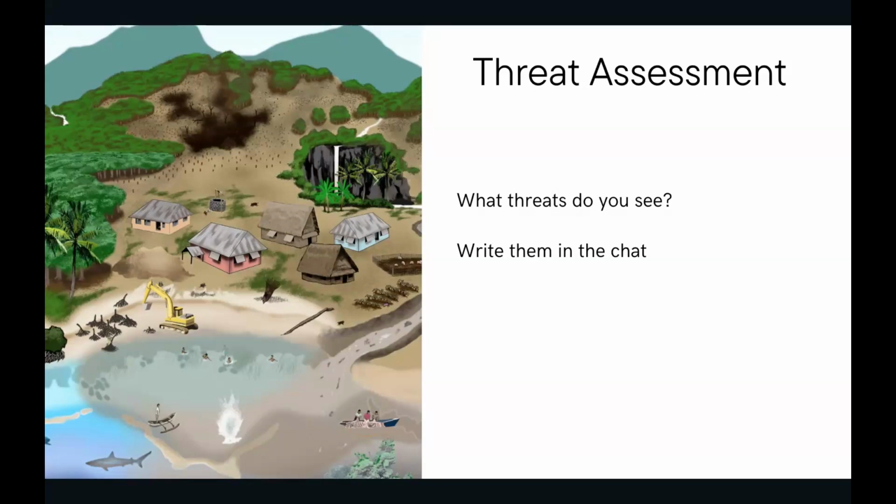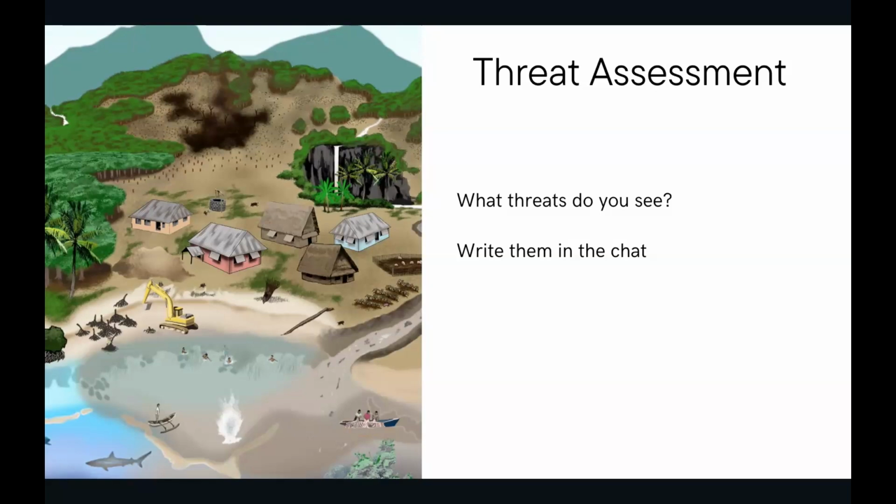What we can't see in this image is the root cause of the threat. Why are people clearing mangroves and forests? Or why are people using dynamite fishing? So a threat assessment is an organized process that helps you look at why these things are happening. So let's look at an example in this picture.